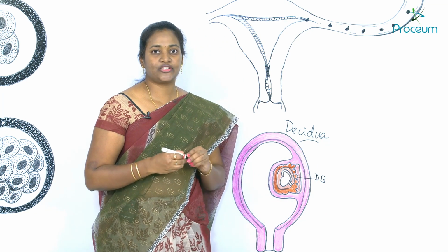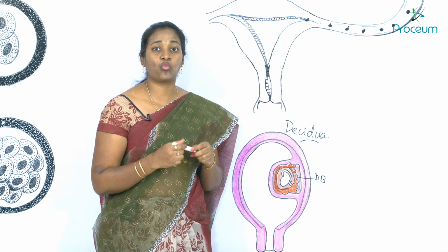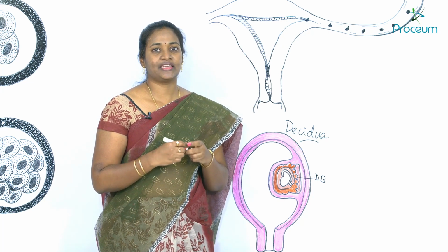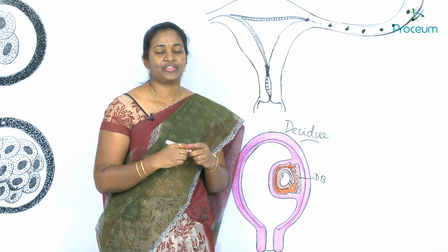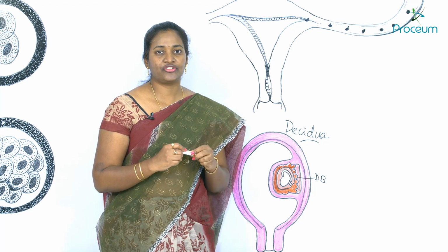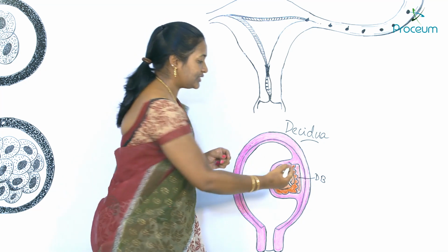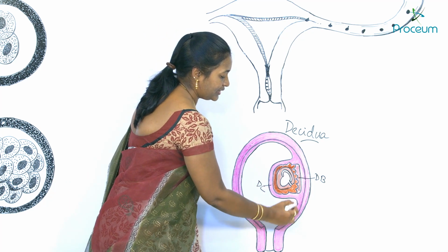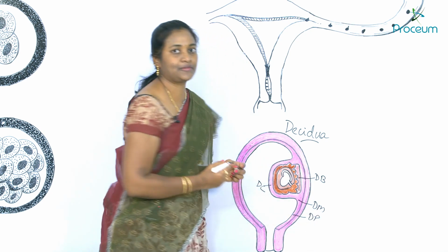Now, coming to the decidua parietalis, this is the endometrium which covers the wall of the uterus. The decidua capsularis is the endometrium between the blastocyst and the uterine cavity. And the last is the decidua marginalis. This is the endometrium surrounding the site of implantation. So, this is the decidua basalis, this is the decidua capsularis, decidua marginalis, and this is all the decidua parietalis.